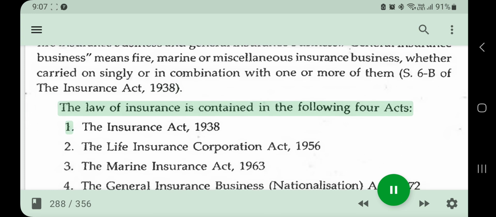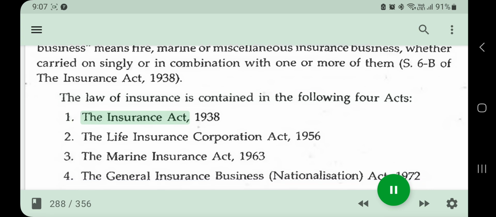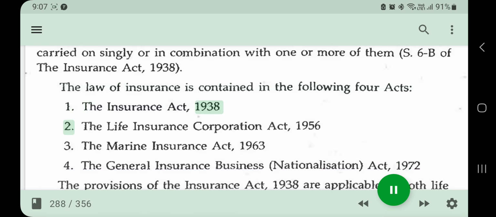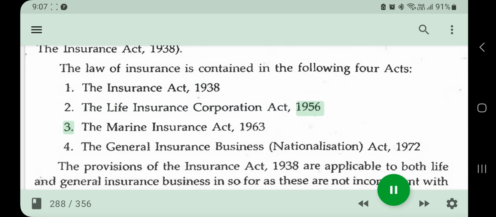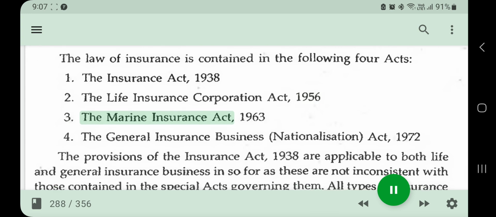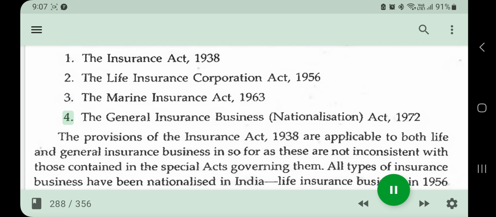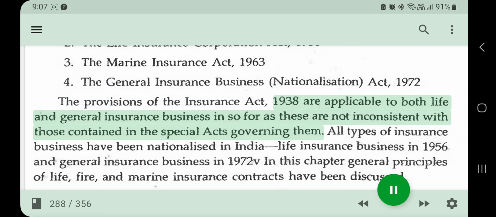The law of insurance is contained in the following four acts. 1. The Insurance Act, 1938. 2. The Life Insurance Corporation Act, 1956. 3. The Marine Insurance Act, 1963. 4. The General Insurance Business Nationalization Act, 1972.